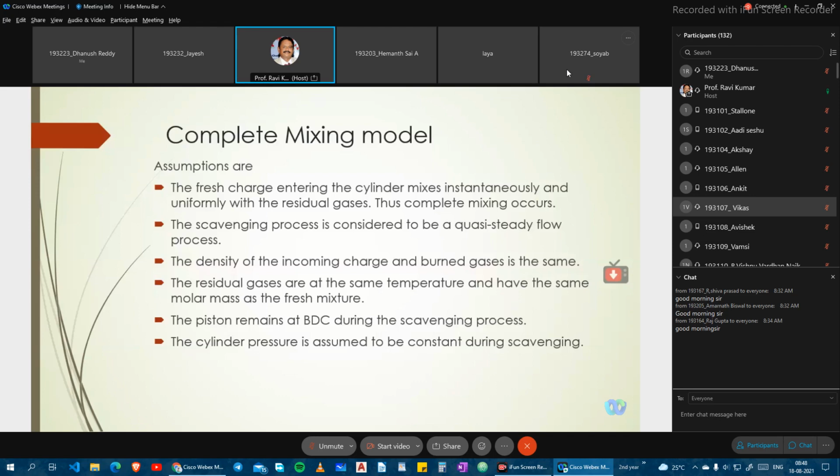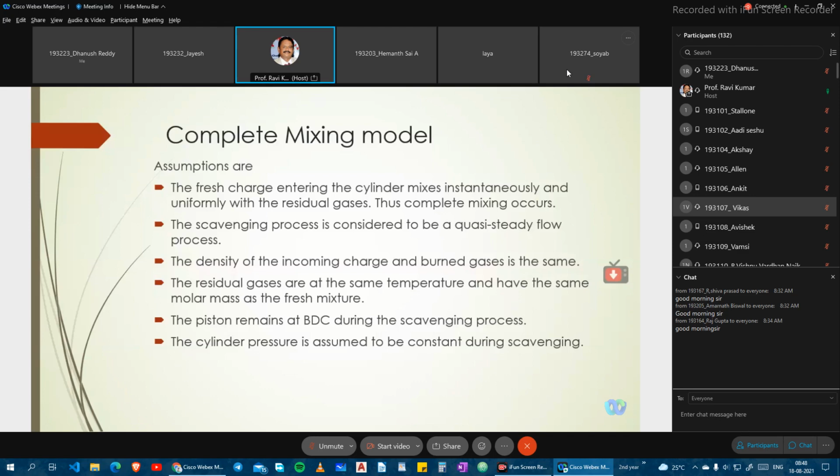That again, the more temperature is required to burn for this, because whatever the spark you are giving, the spark strength and spark voltage, everything will be the same, in a two-stroke cycle for gasoline engines. But fresh charge can be burned very easily compared with these residual gases.